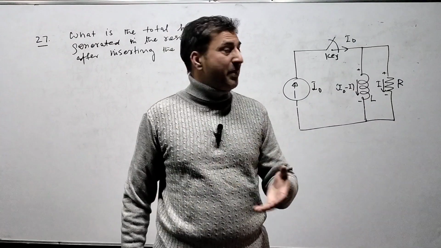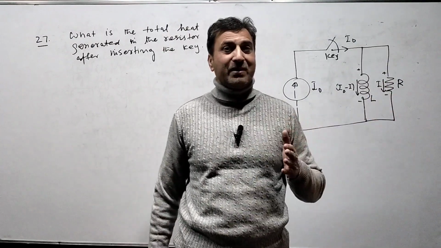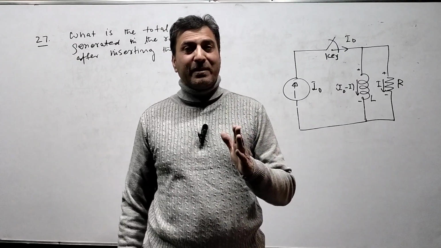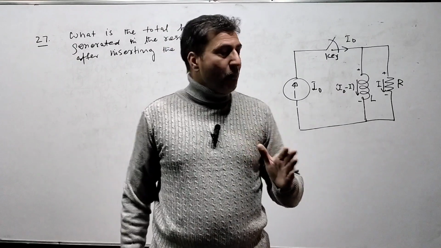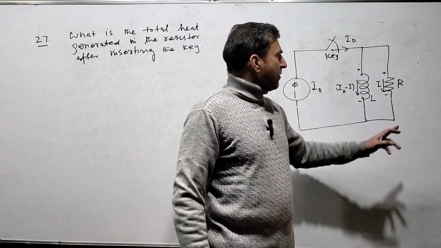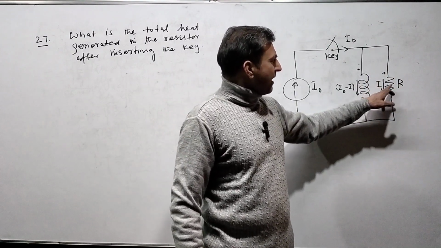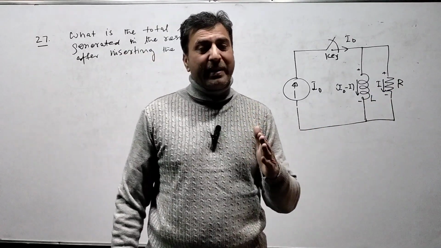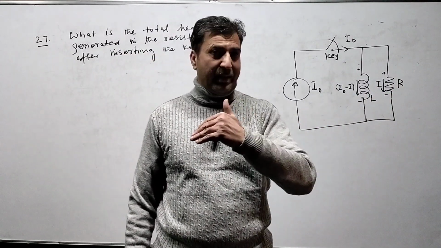It cannot be applied directly because current through the resistor is not constant. I square R is not constant. Power is not constant. So we need to use integration calculus for the heat generated in the resistor. First of all, I want to know how much is the current passing through the resistor. Current at any instant. I know the current at two instants, initial instant and final instant.